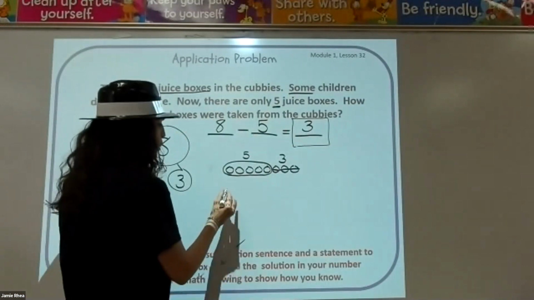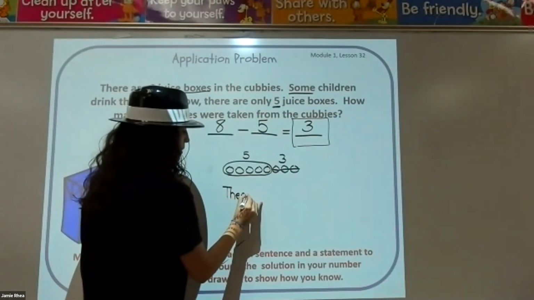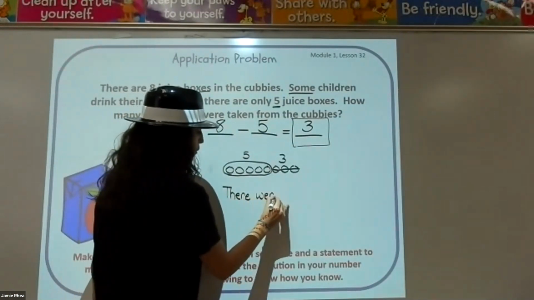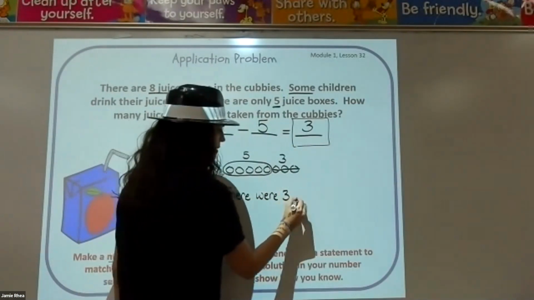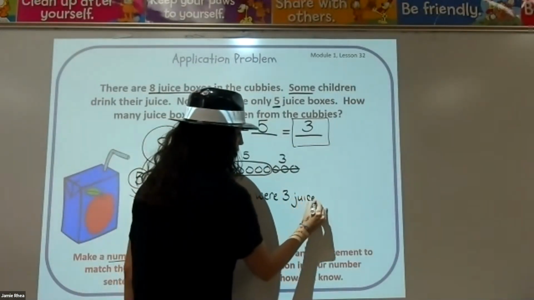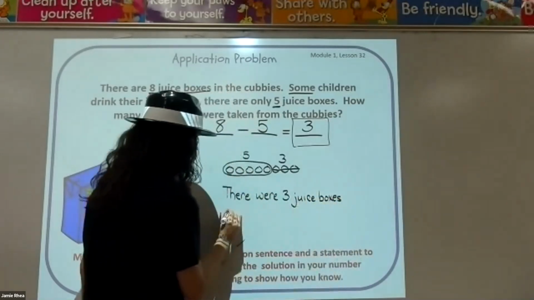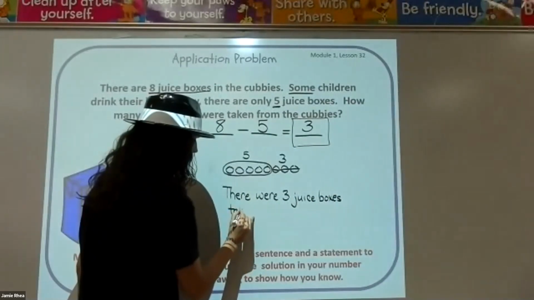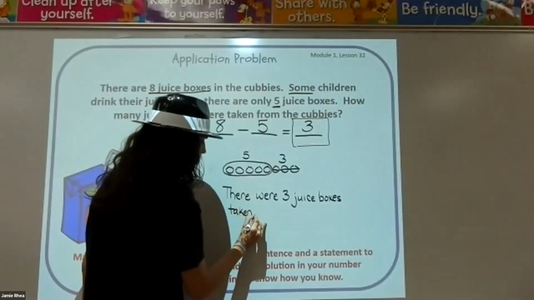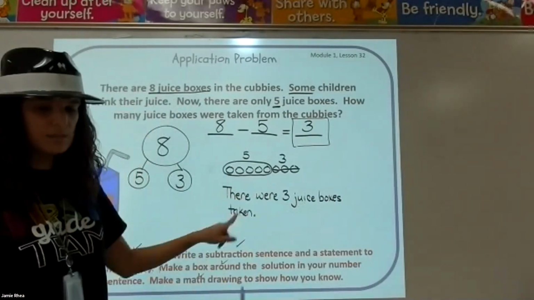We could say there were 3 juice boxes taken. Gotta have that period because it's a complete sentence. There were 3 juice boxes taken.